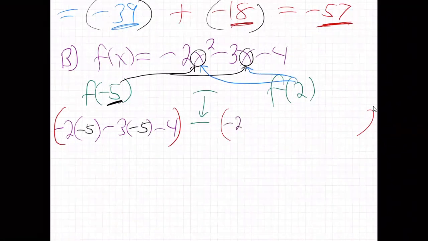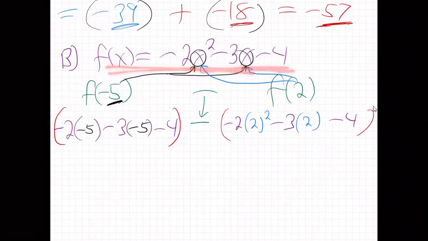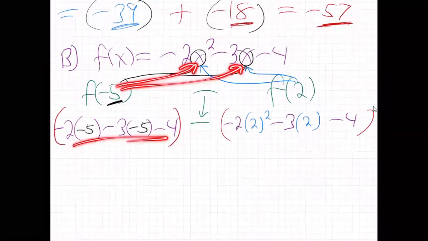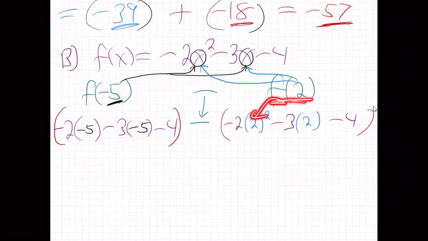So I'll get -2, 2 squared, -3 times 2, -4, like that. All right, this making sense so far? So I just took the entire function and I plugged in -5 for x there and there. And then I took the entire function and I plugged in 2 for x in those two spots. Now we just work things out. So I have these big parentheses separating things. So what do we got?